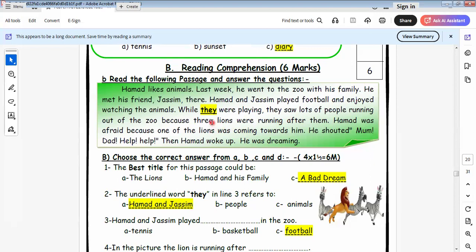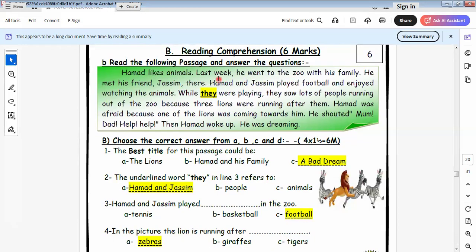This is the comprehension. Some of you are saying this comprehension is an easy question. Yes, an easy question, but you must read it very well, because we may have a trick where something is missing or beside the meaning. So we must read the text very well to answer the question. Hamad likes animals. Last week he went to the zoo. I would like to say that here last means we use the past simple tense to narrate, because Hamad narrated something that happened.